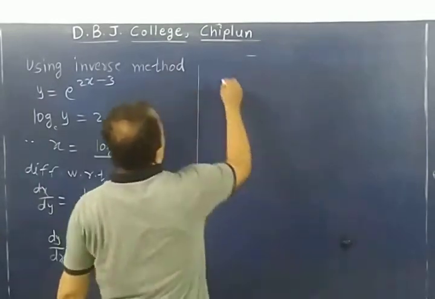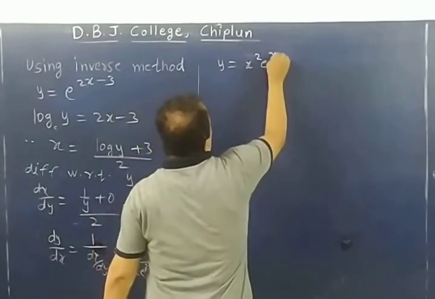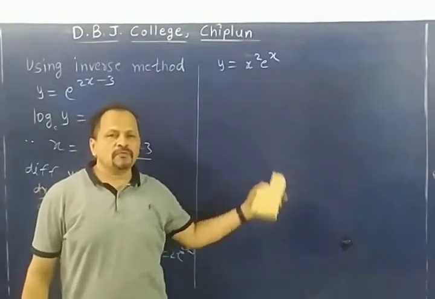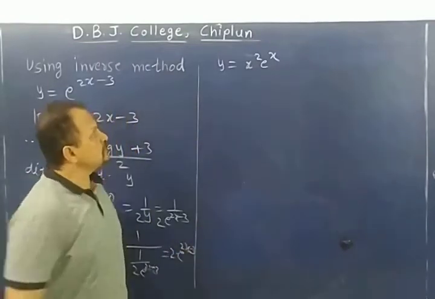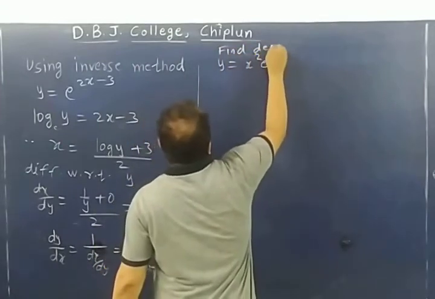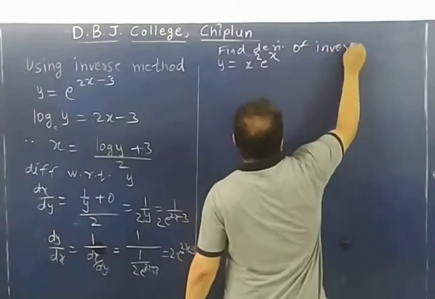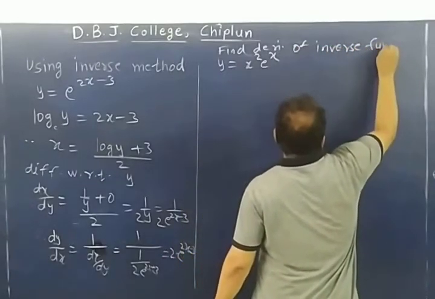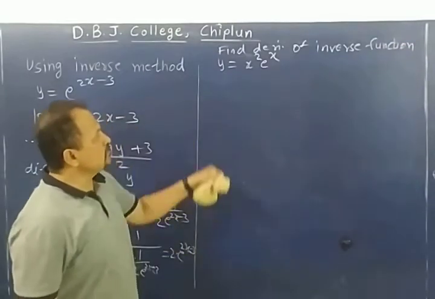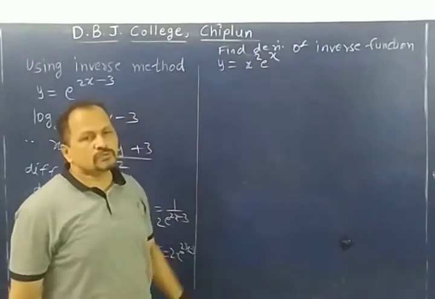A function is given to us, y equal to x square into e raised to x, and we want to find out the derivative of its inverse function. The given function is y equal to x square e raised to x.